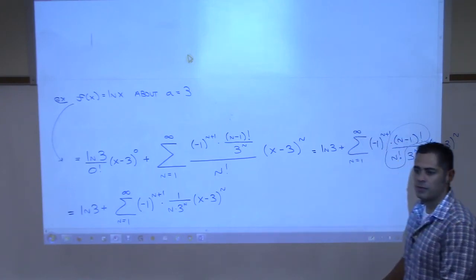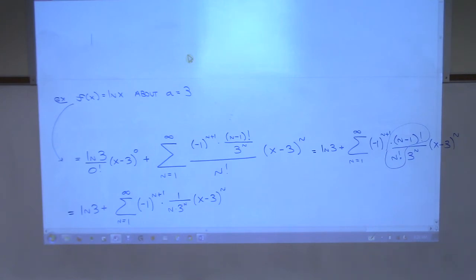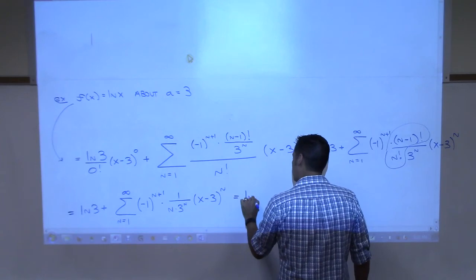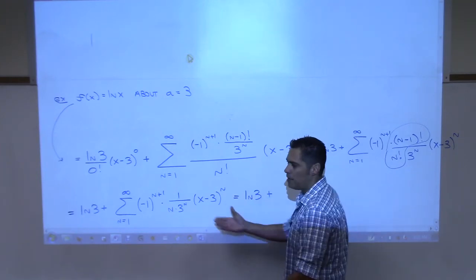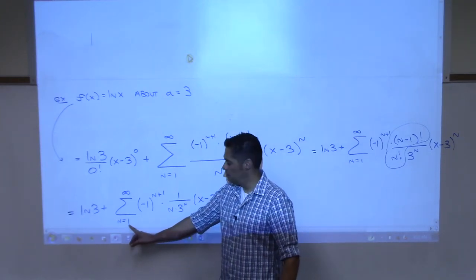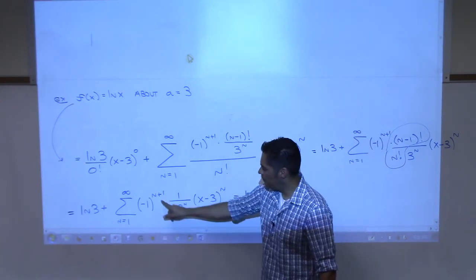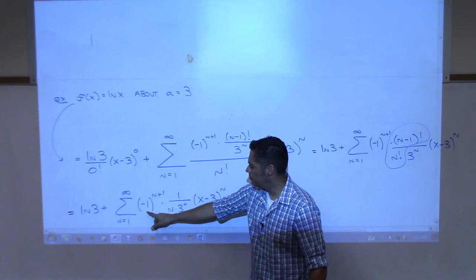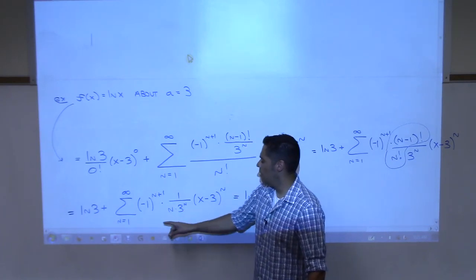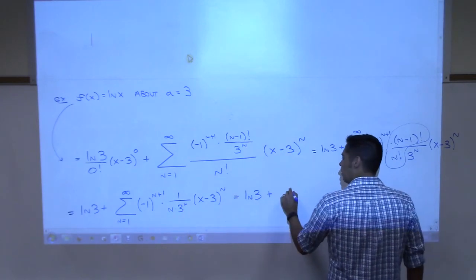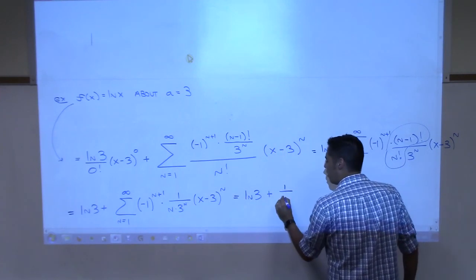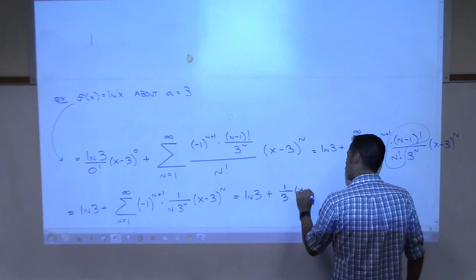This is our power series. Now what we could do is start writing out the terms. So we could go natural log 3 plus, and then start plugging in n's. And I would start at 1. So if I plug in 1, we're going to get a positive, right? Is that right? We get a positive. And then plugging in 1 here and 1 here, we get 1/3 times x minus 3.